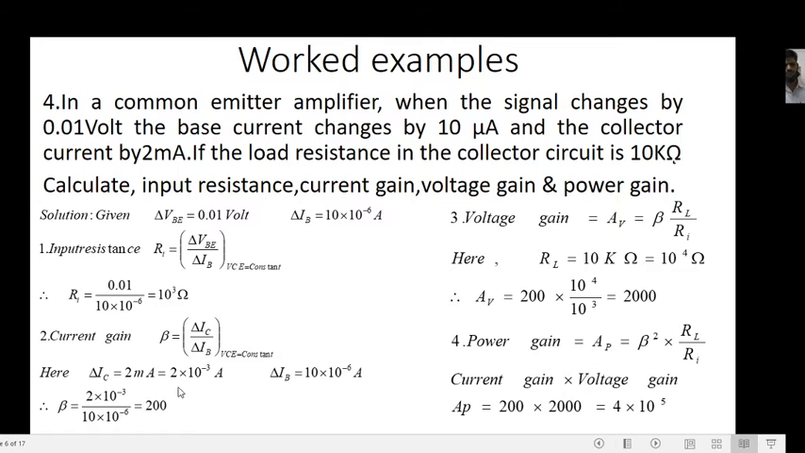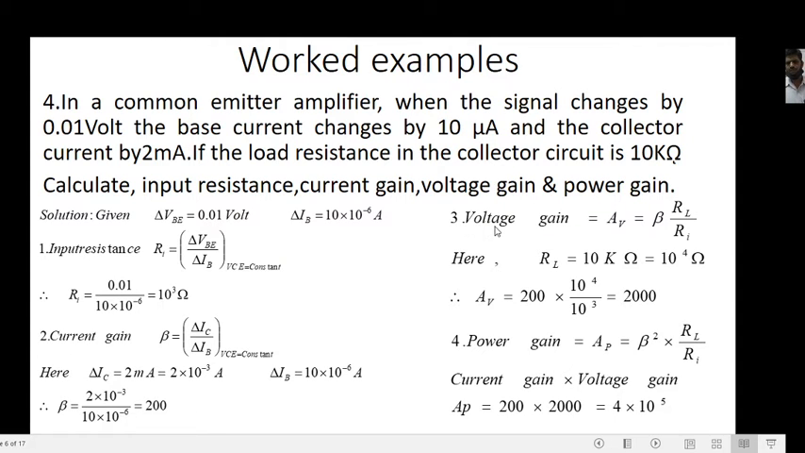And here there is no unit because IC is there, here IB is there. Both are currents in numerator and denominator. Therefore current units will be cancelled. Therefore we get current gain is equal to 200.